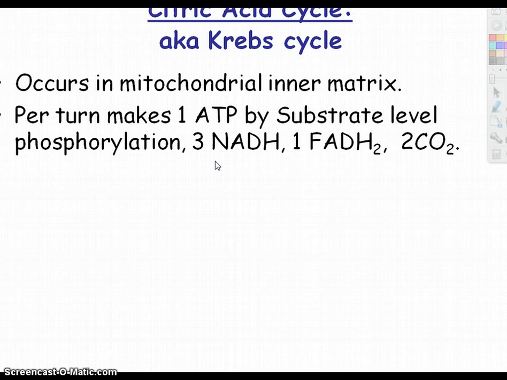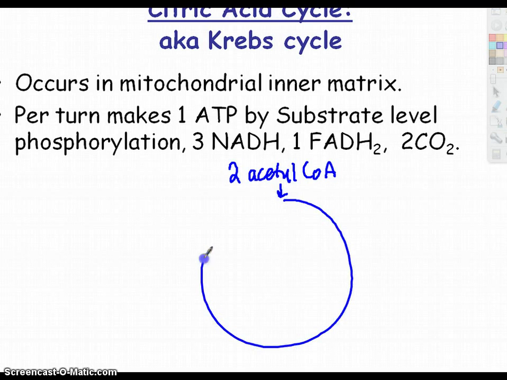So the citric acid cycle. We started with an acetyl group, or two acetyl groups actually. It's going to turn 2 times, once for each acetyl group. The first acetyl group is going to go in, it's going to turn, it's going to make an ATP, 3 NADHs, 1 FADH2, and 2 CO2s. Then the second acetyl group will go in and do the same thing. So it turns 2 times because we had 2 acetyl groups from our 2 pyruvates.